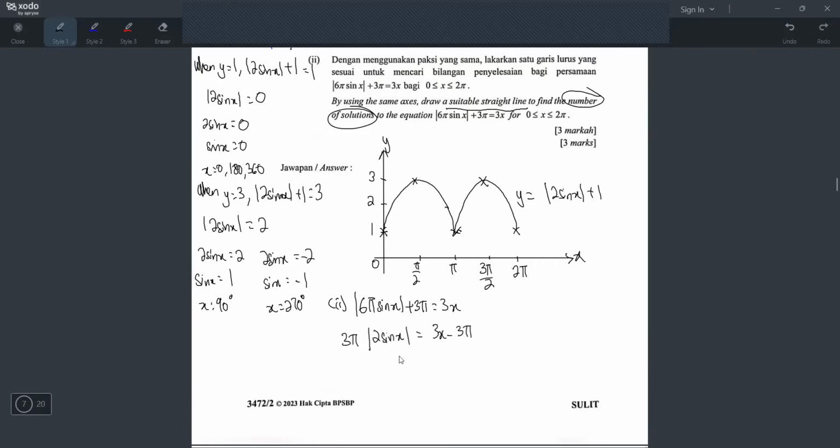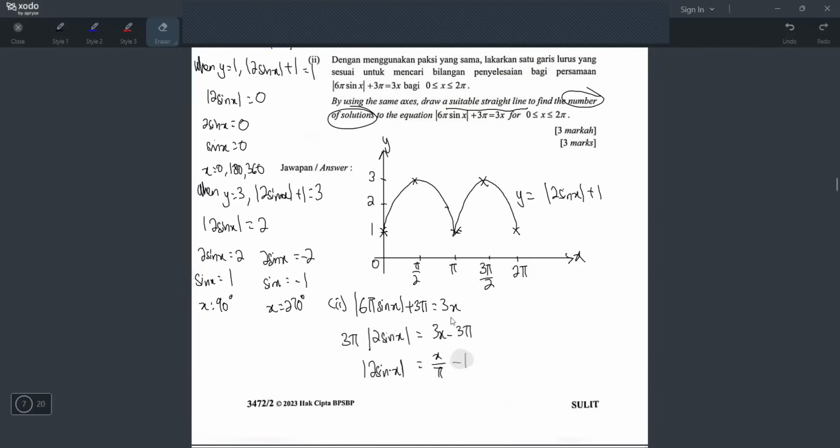So now the 3 pi, I can move to the other side. Now it becomes modulus 2 sin x. And then now I will take this whole thing and divide by 3 pi. So what is 3x divided by 3 pi? x over pi. What is negative 3 pi divided by 3 pi? Negative 1. But I still cannot change to y yet because I want my y to be modulus 2 sin x plus 1.